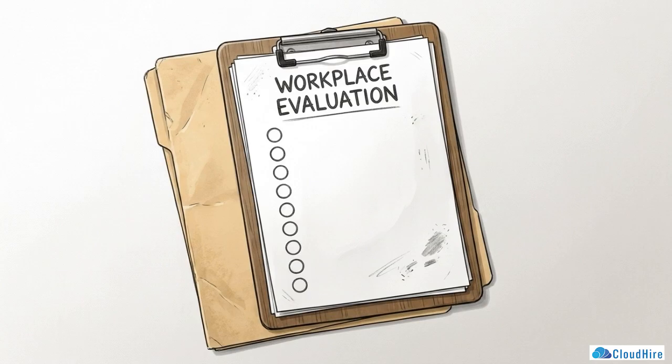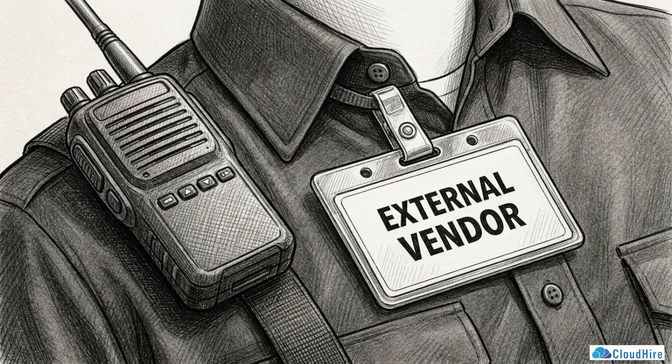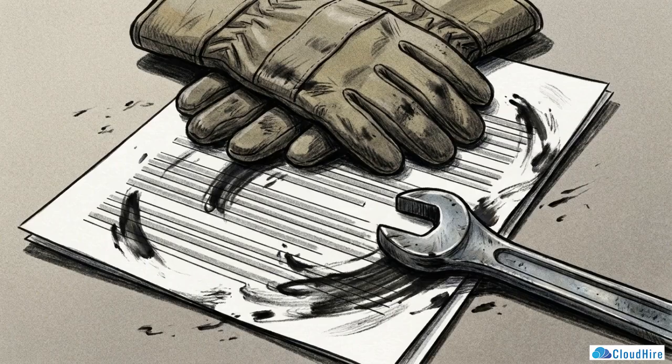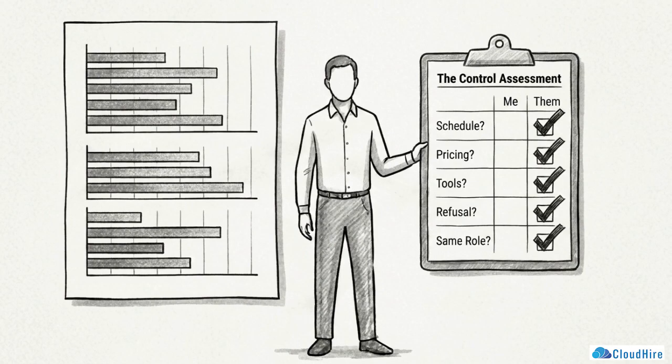Step 3 is the control assessment. This is where we look past the paperwork. Enforcement agencies frequently warn against labeling without alignment. If your contract states you are an independent contractor, but your daily working conditions prove otherwise, the real-world operations override the title. To test this, we'll use a 5-question checklist.